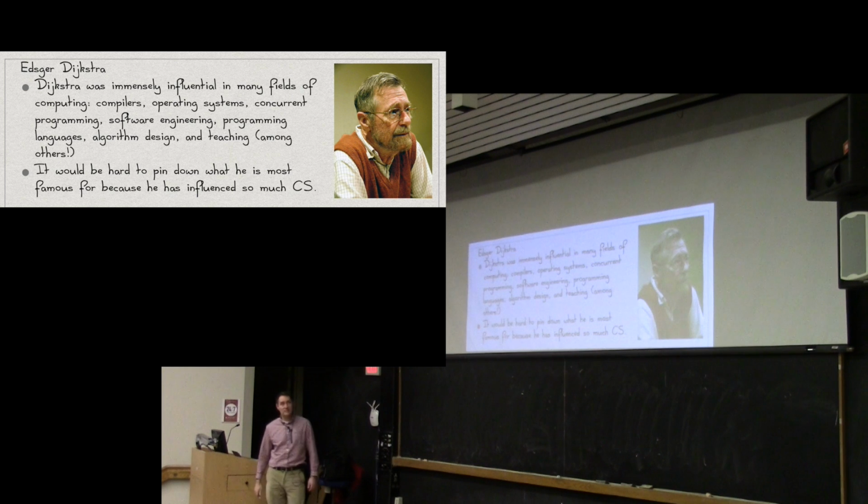So what's his big deal? He was so influential in so many different parts of computer science. Compilers, clang++. Now he didn't do clang++, but you wouldn't have clang++ if it weren't for Edsger Dijkstra, because he did a lot of theory on compilers. Operating systems. You wouldn't have your Mac or your PC operating system without him because he did a whole bunch of stuff in operating systems.